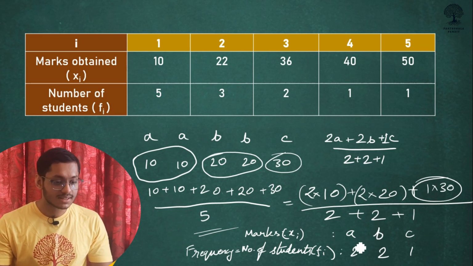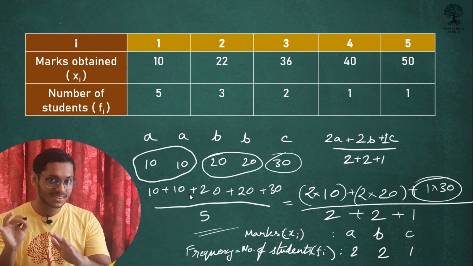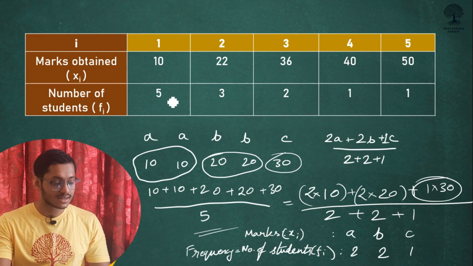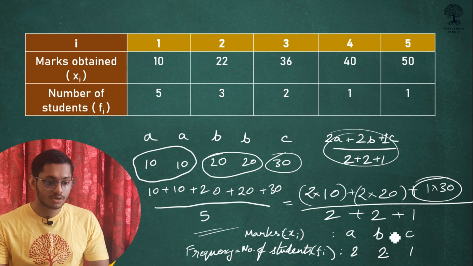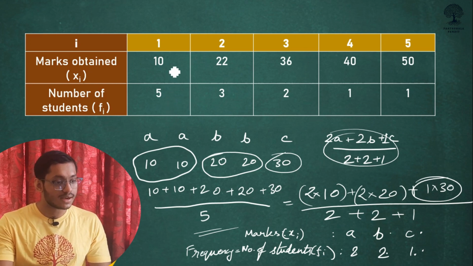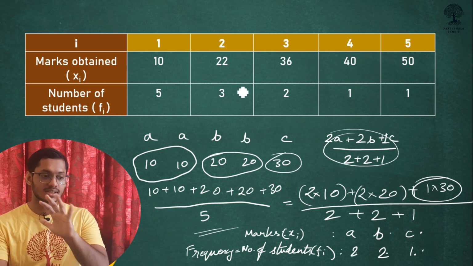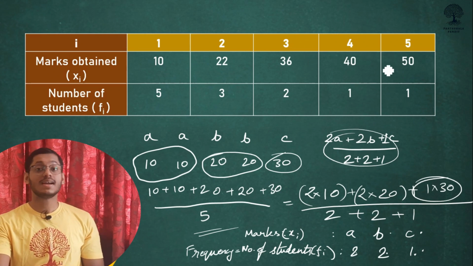So isn't it similar to the table above? Although it is a bigger table, it is similar, correct? So now can I do it like this, what we did here: 2 into A plus 2 into B plus 1 into C, divided by 2 plus 2 plus 1, correct? It's the same thing. The same thing I can do here: 10 into 5 plus 22 into 3 plus 36 into 2 plus 40 into 1 plus 50 into 1, correct? Because 5 students got 10 marks, 3 students got 22 marks, 2 students got 36 marks, 1 student got 40 marks, and 1 student got 50 marks.